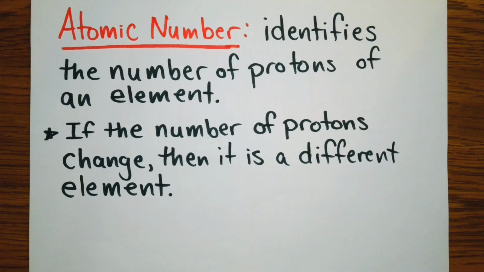Okay, the atomic number is important because it identifies the number of protons of an element. If the number of protons changes, then it is a different element. If you look at the periodic table, you'll notice that one of the numbers looks like it's in numerical order. As you go from left to right, it's like 1, 2, 3, 4, 5, 6, and it just keeps going up. That is the atomic number. You change the number of protons, then you have a different element altogether.